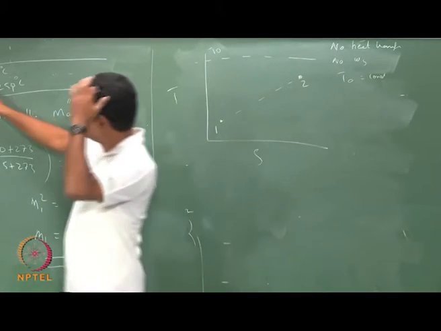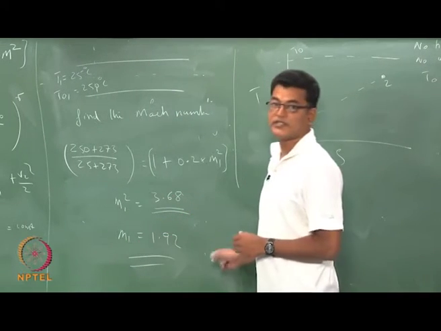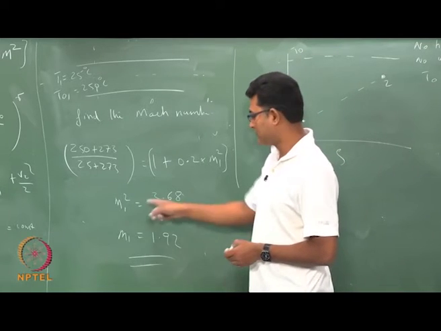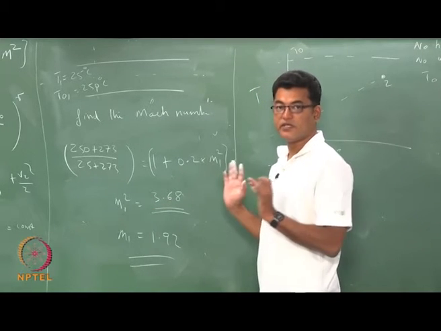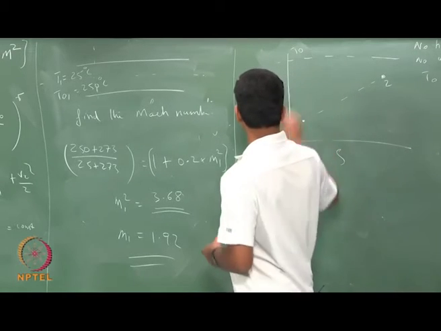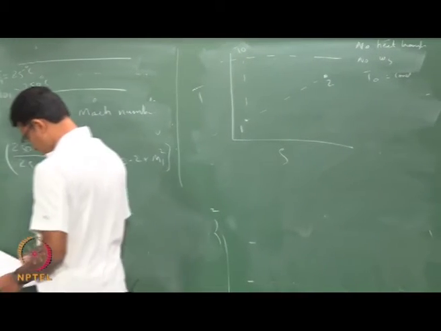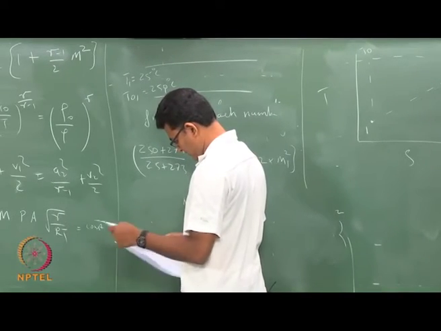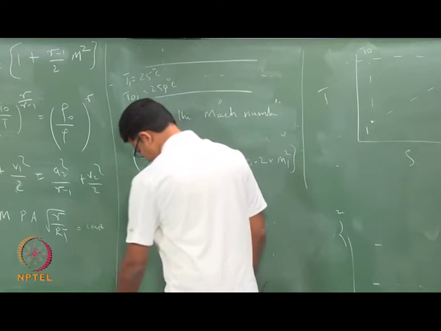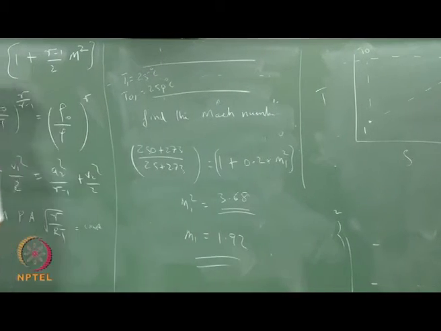Now, if I can find my static temperature all along, I can find the Mach number variation all along my constant area duct. The measurement of static temperature is something which we will discuss later. Okay. So, that is the meaning of this question. So, put the question in a different way.